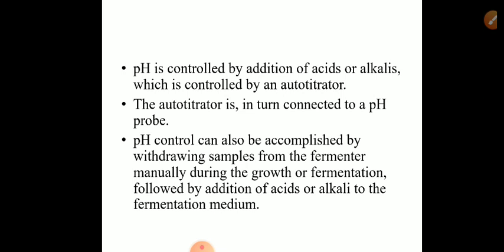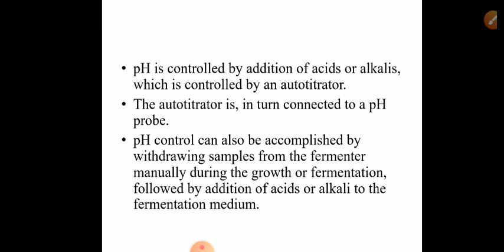Okay, the auto titrator is in turn connected to a pH probe. The pH probe or a pH sensor continuously monitors the pH of the medium present inside the fermenter. As soon as there is any fluctuation in pH, that is there is rise in pH or decrease in pH, then the auto titrator will automatically add acid or alkali and maintain the pH to its optimum.